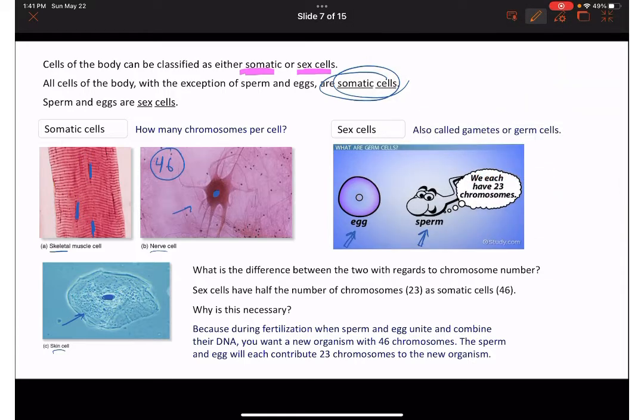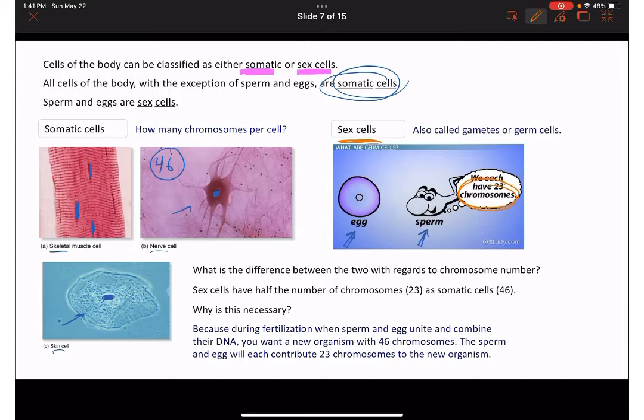And so the question then becomes, well, how many chromosomes are found in the sex cells? How many chromosomes are found in the egg and the sperm? And the sperm's telling you this here. Each of these sex cells has 23 chromosomes. And my question to you is, why is that the case? Why do sex cells, sperm and egg, only have 23 chromosomes?